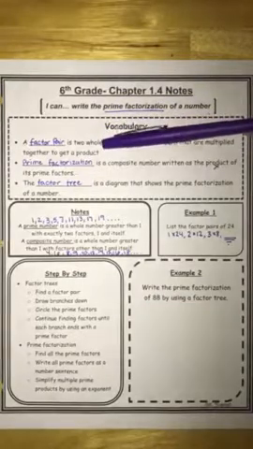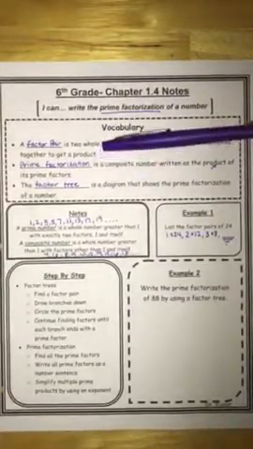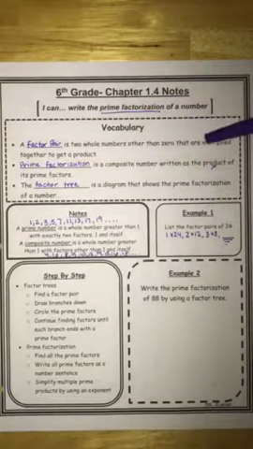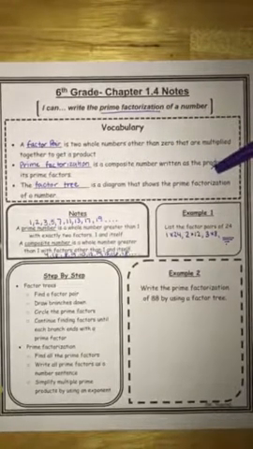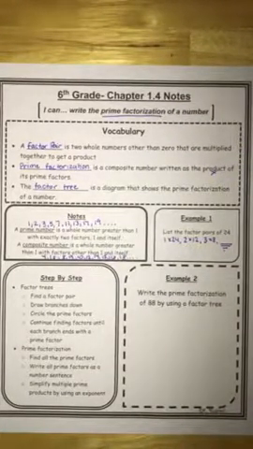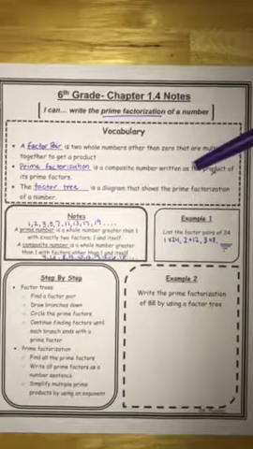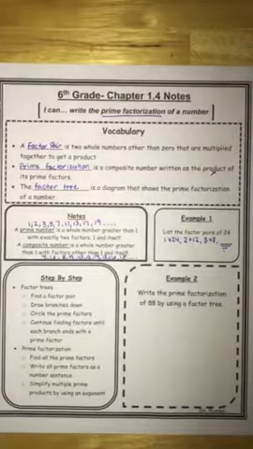Your second vocab term is the prime factorization. The prime factorization is a composite number written as the product of its prime factors. Product, remember, is multiplying. So prime factorization, again, is a composite number written as the product of its prime factors.